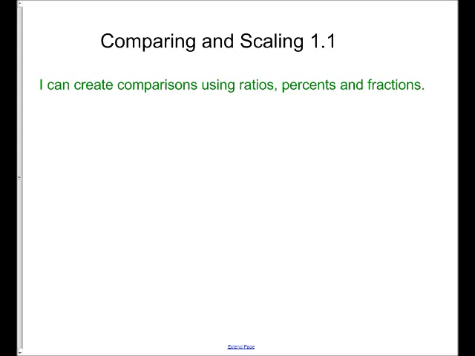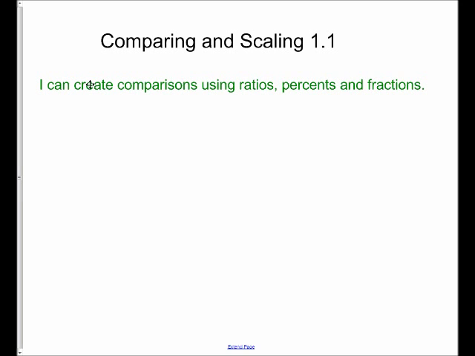Even speed is a very simple unit rate. I go 60 miles per hour. I want to drive 120 miles per hour, but the cop is going to give me one ticket for every time I do that. Those are all going to be unit rates in everything that we're going to be looking at. But today, we're looking at comparing and scaling 1.1.